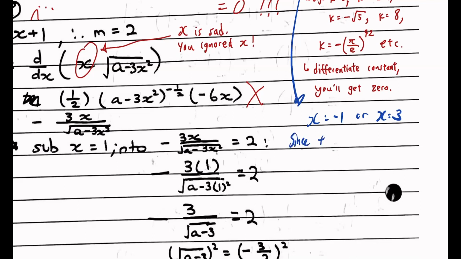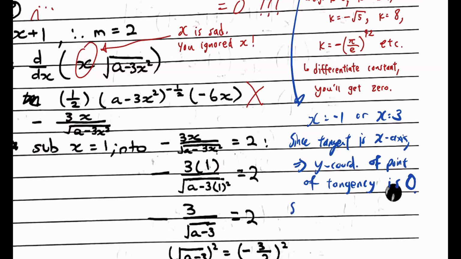Since the tangent is the x-axis, this implies the y coordinate of the point of tangency. Point of tangency is just a fancy way of saying the point where the tangent line cuts the curve, but fewer words, is 0.